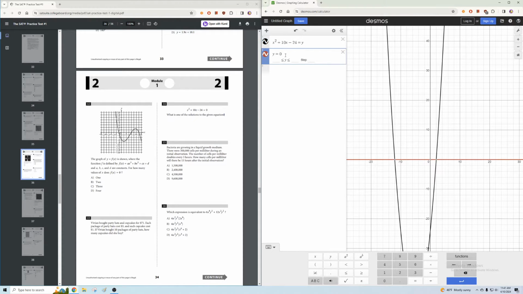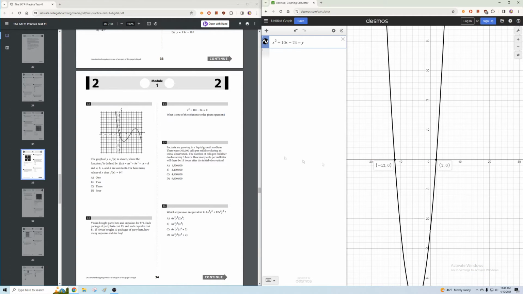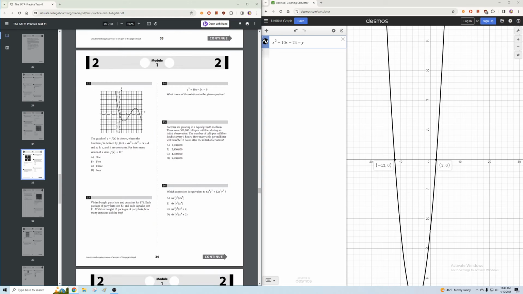You don't even have to set y equal to 0. You can actually just click the zeros, and it'll give you the same solution. So what is one solution of the graph? It takes both of these answers, both 2 and -12.